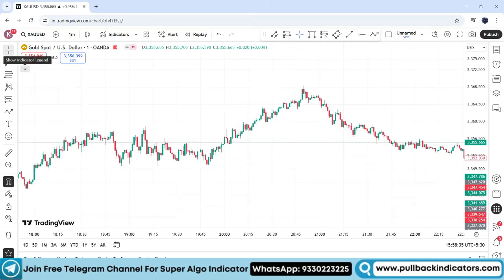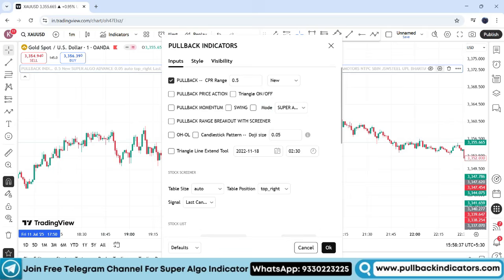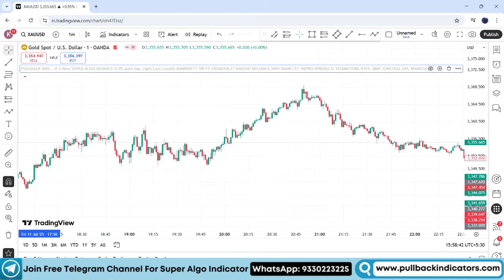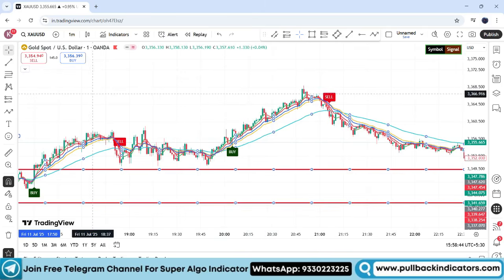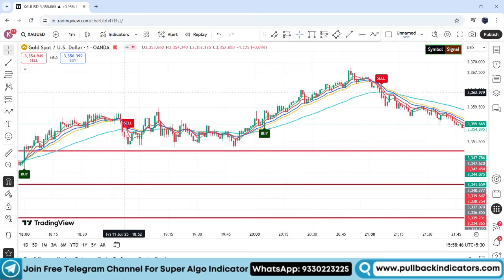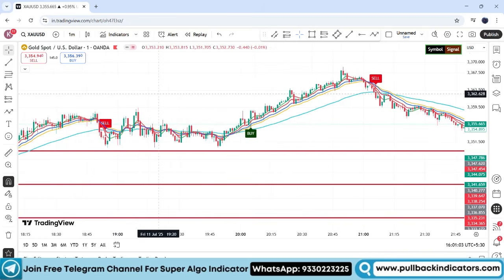So first we will go to our PVP indicator, that is the Pullback Indicator, and we have to just click on the first default indicator. Just press OK and you can see the indicator is already on the chart now. So now let's understand the strategy. The strategy will be on the 1 minute time frame.